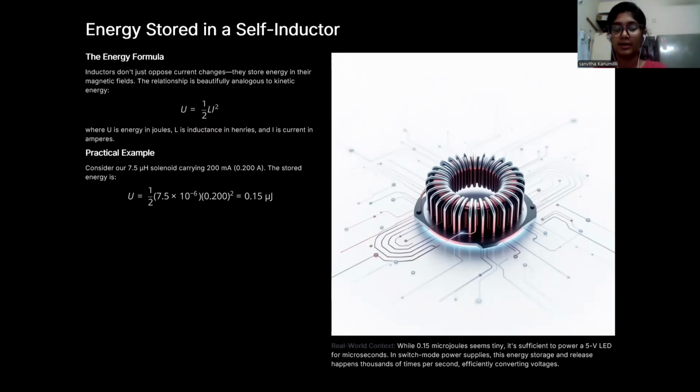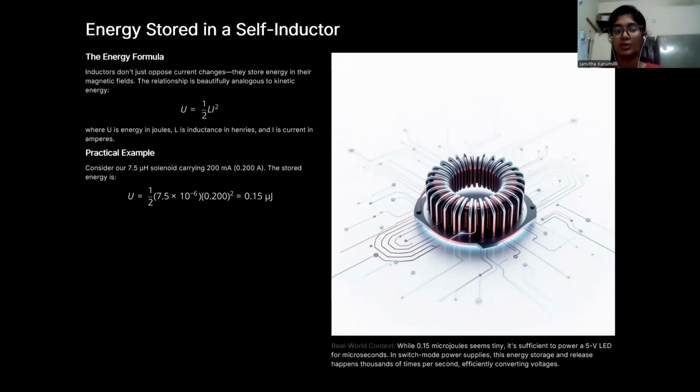When we take a practical example, we are considering a 7.5 microhenry solenoid carrying 200 milliamperes of current, which is approximately 0.200 amperes, and we're calculating the stored energy. U = ½LI². So we have substituted half times the L value of the solenoid, which is 7.5 microhenries.